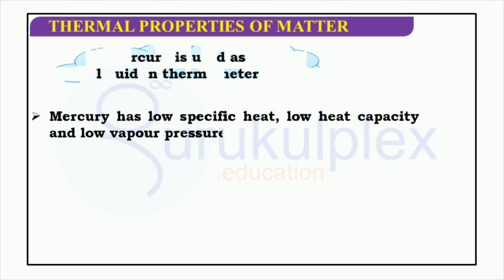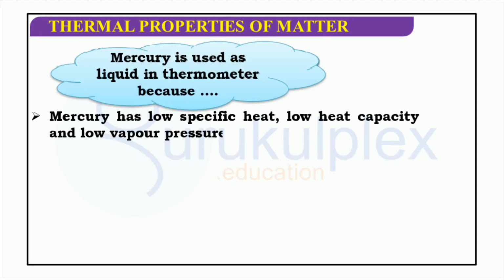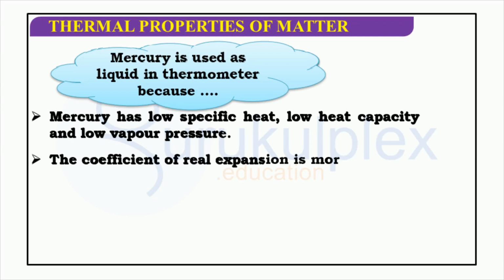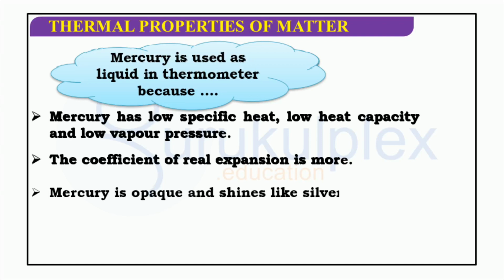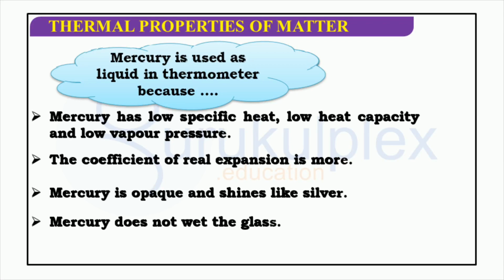Mercury is widely utilized in thermometers due to a variety of advantages. Its specific heat capacity and vapor pressure are low, making it a perfect temperature reading material. Furthermore, its coefficient of real expansion is greater than that of most other substances, which makes it a more feasible choice. Additionally, it is opaque and emits a silvery glow, and does not wet the glass surface.